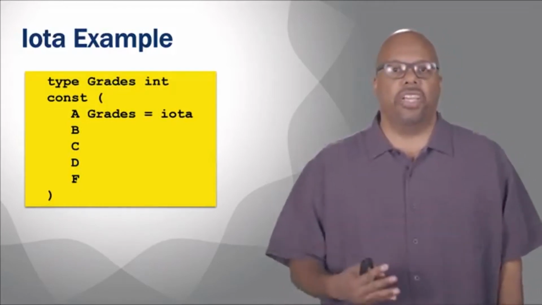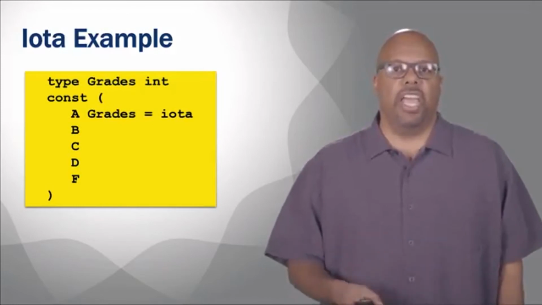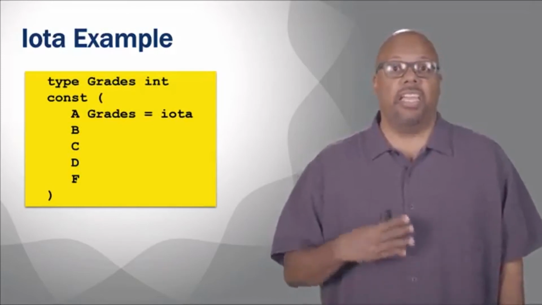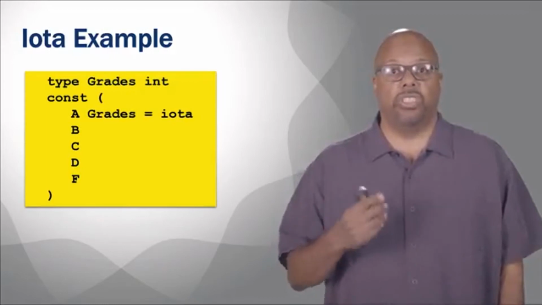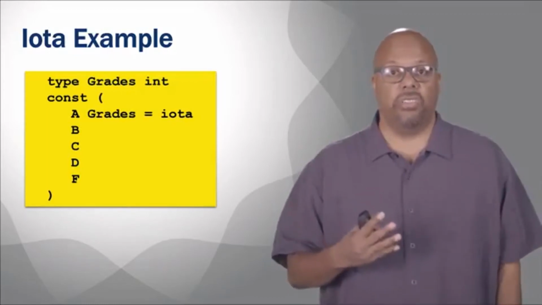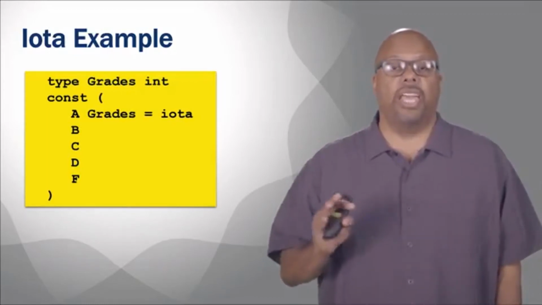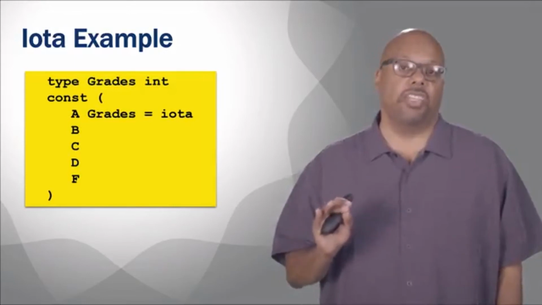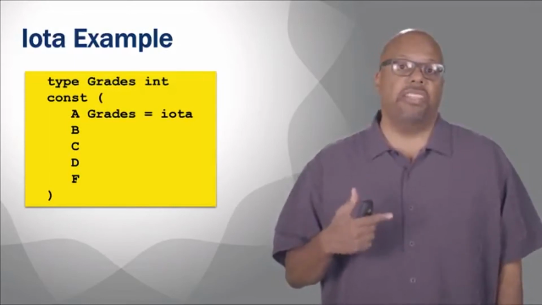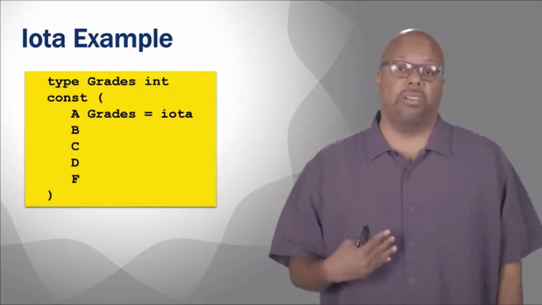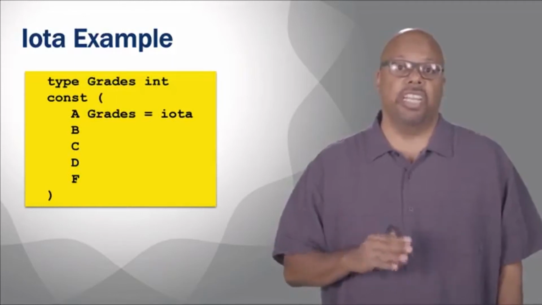So I declare the constants A, B, C, D, and F, and for the first one, I say A, give it the type grades, which is actually an int. It's an alias for int. A grades equals iota. I say that on the first constant definition. Then for B, C, D, and F, I don't have to repeat that, right? As you can see, I just say B, C, D, and F. I don't give the type.